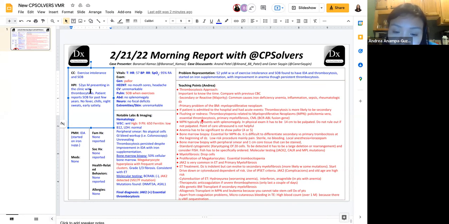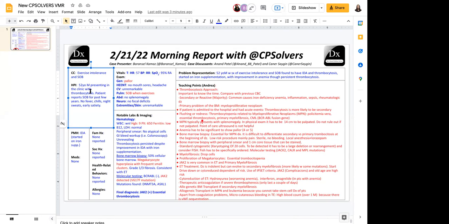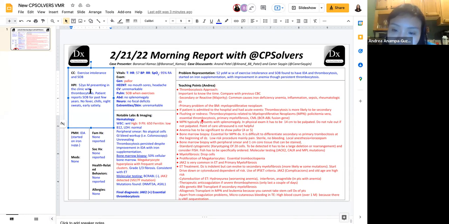A bone marrow biopsy is essential for the diagnosis of myeloproliferative neoplasms. It can be difficult to differentiate secondary versus primary at the beginning of the disease. But the good thing about bone marrow biopsy is that it is a low-risk procedure. The main complaint is pain, it is sterile, and there is no bleeding. You can just give local anesthesia and lorazepam. The bone marrow biopsy comes with a peripheral smear and 1 centimeter of core tissue that can be stained.